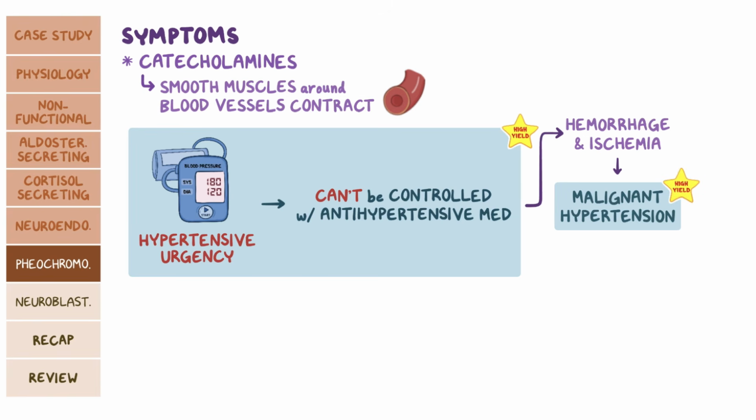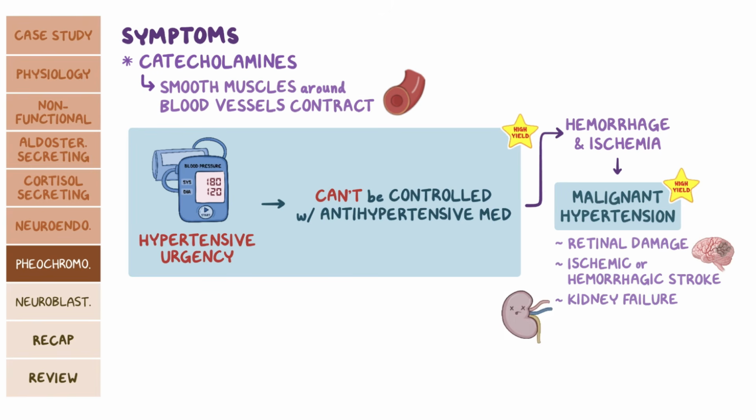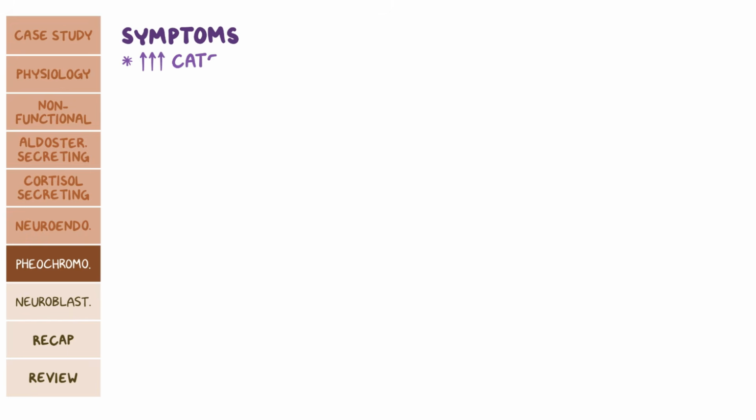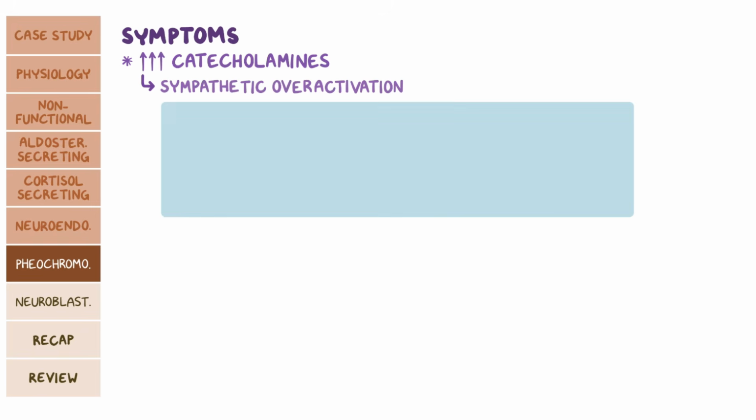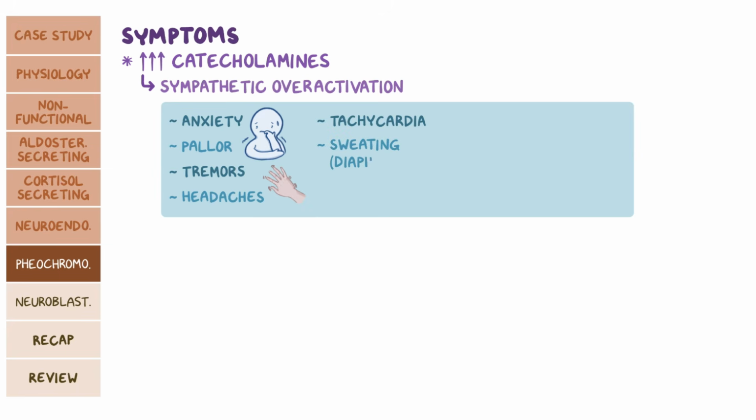Organs that are more sensitive to ischemia or require a larger blood supply are affected first. So common complications include retinal damage, ischemic or hemorrhagic stroke, kidney failure, and myocardial infarction or heart failure. Besides hypertension, the excess catecholamines can also cause sympathetic overactivation, leading to symptoms like anxiety, pallor, tremors, headaches, tachycardia, sweating or diaphoresis, chest pain, and palpitations.